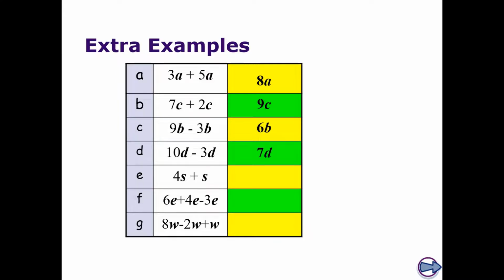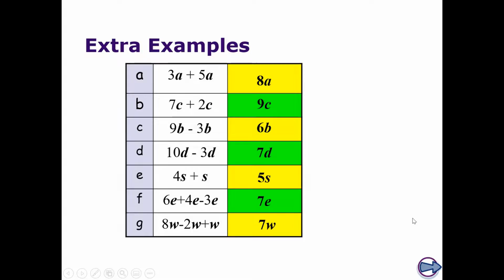4S plus S. There is a little invisible 1 here, so if you've just got S and you've got a term all by itself, there is just a little invisible 1 there. So 4S add 1S gives you 5S. 6E plus 4E subtract 3E, all the same letter here, so 7E. And the last one, 8W subtract 2W, add 1W, gives you 7W.